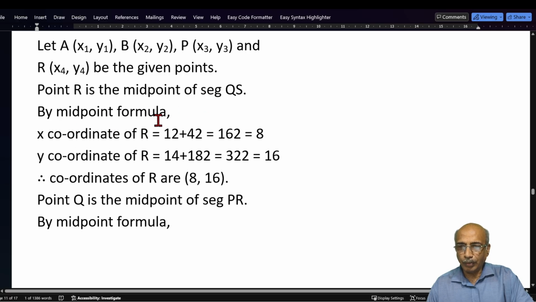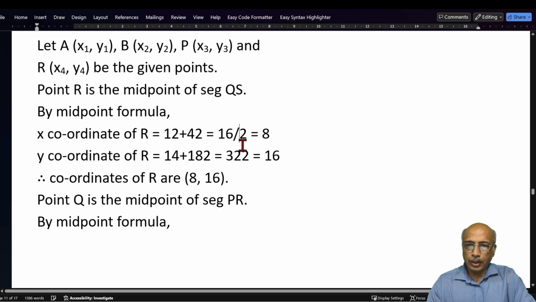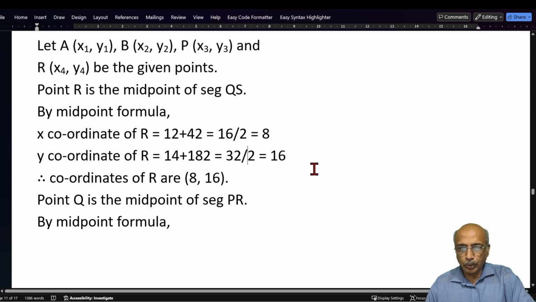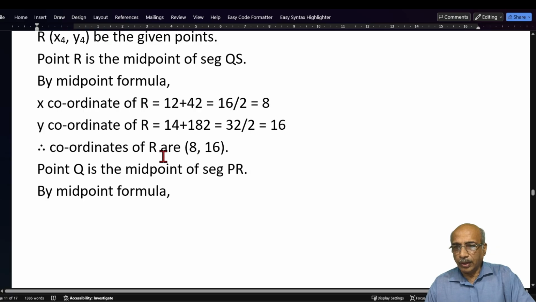By midpoint formula, x coordinate of R is coming as 16 by 2, that is 8. Y coordinate, here it is 32 by 2 equals 16. Therefore, the coordinates of R are 8 and 16.